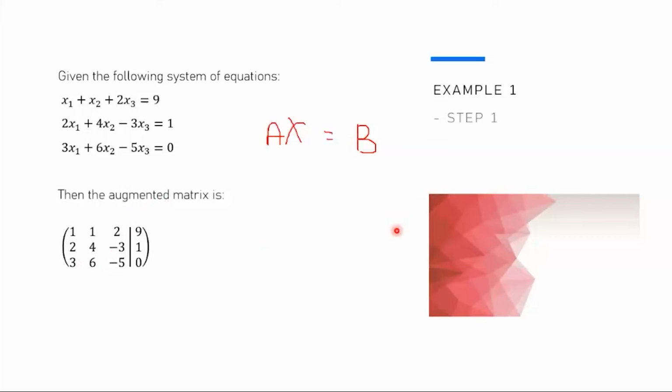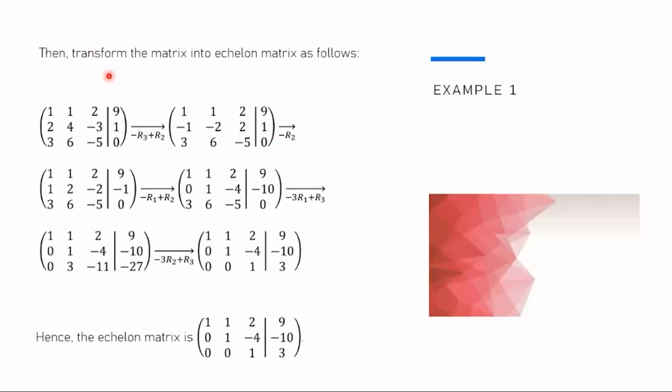So the next step, we're going to transform the augmented matrix into an echelon matrix using elementary row operations, ERO. By using ERO, we're going to find the leading one for each row in the matrix. Here, as you can see, we already have the leading one for the first row, which is this one. As a result, we're going to use this row as the reference to get the leading one for the lower rows, which are the second row and the third row.